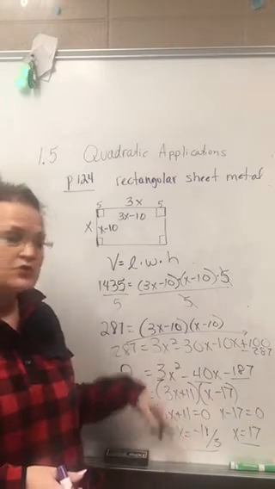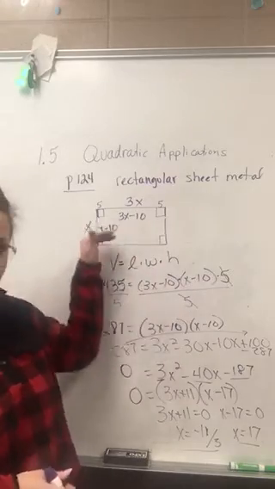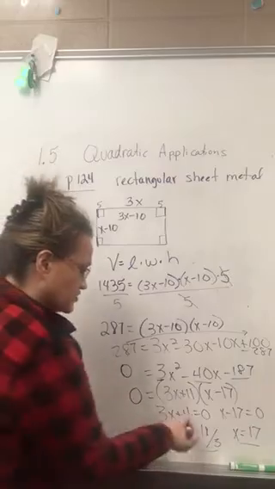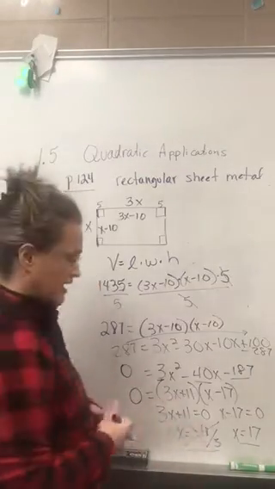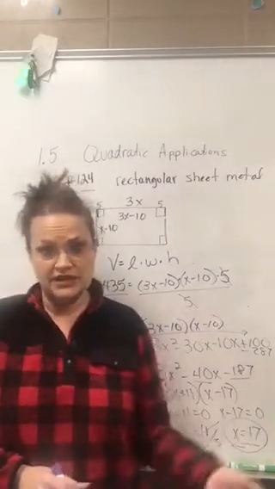And a negative answer would not make sense to what we're doing here in the real world. You know, the side of a box has to be a positive number. So the negative number we'll say is an extraneous solution. We'll mark that out. And the only viable solution is just the 17. And remember, it's in inches.